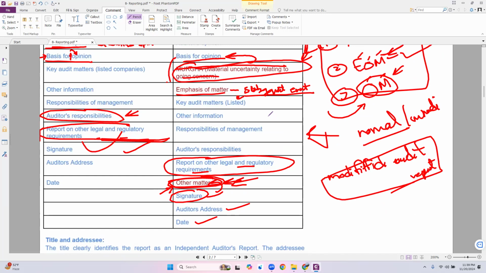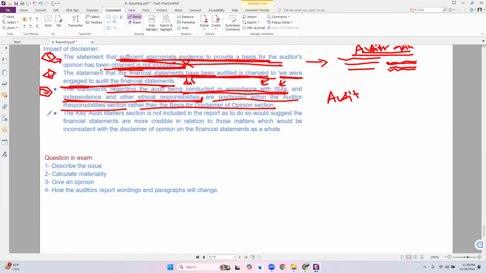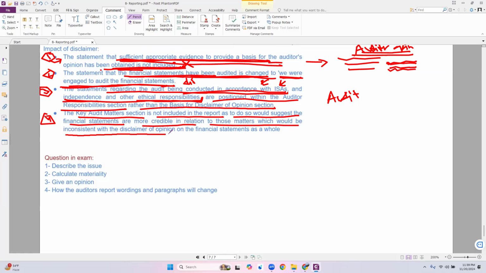Understood? Okay. Let's move towards the last thing that you need to remember as well. The key audit matter section is not included in the report, as to do so would suggest the financial statements are more credible in relation to those matters, which would be inconsistent with the disclaimer of opinion on the financial statements as a whole. So basically, if you are giving a disclaimer of opinion, whether it is a listed or a non-listed company, the CAM paragraph is not included anymore within the audit report.